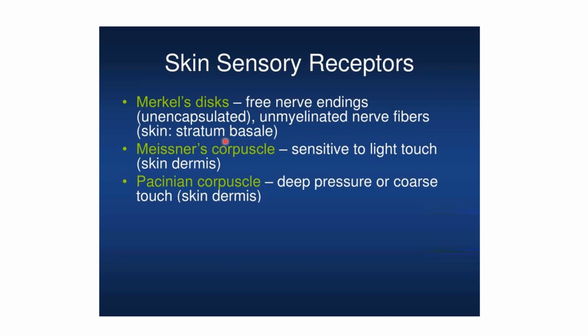You can find them in the stratum basale, which means they're right near the very basal layer of the epidermis. Then you have Meissner's corpuscles. These are actually quite differentiated. They're sensitive to tickle and to light touch. So if you stroke your skin very lightly, a good place to do it, where you have a lot of these, is the back of your neck. They're sensitive to light touch, and I found them in the dermal layers.